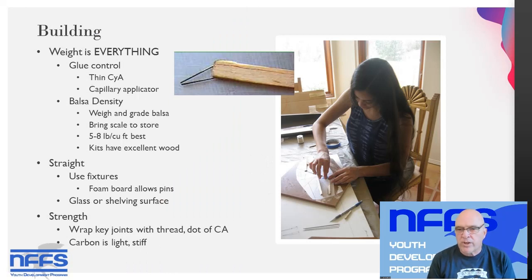If you pour your glue directly from the bottle, your plane will be heavy. CA, or cyanoacrylate super glue, is very heavy. I use thin cyanoacrylate, and I use a capillary applicator. You can see the picture here.